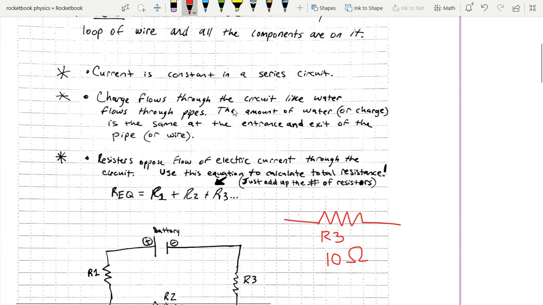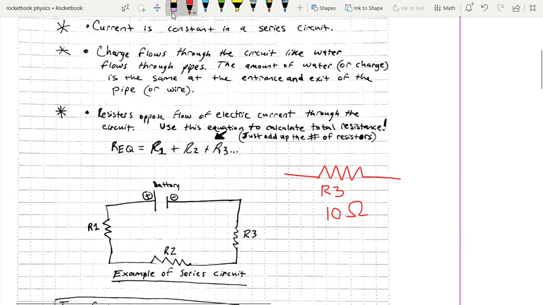So these are some of the basic rules. Current is constant. Charge flows through the circuit like water flows through pipes. Resistors are going to oppose the flow of that current as it moves through the circuit. Cool. I'm going to erase this.